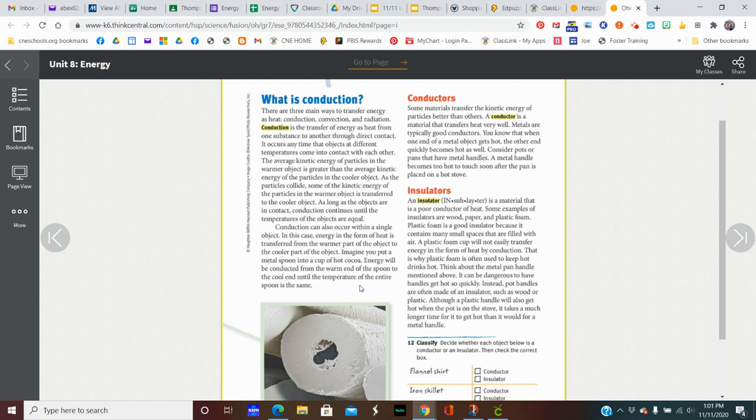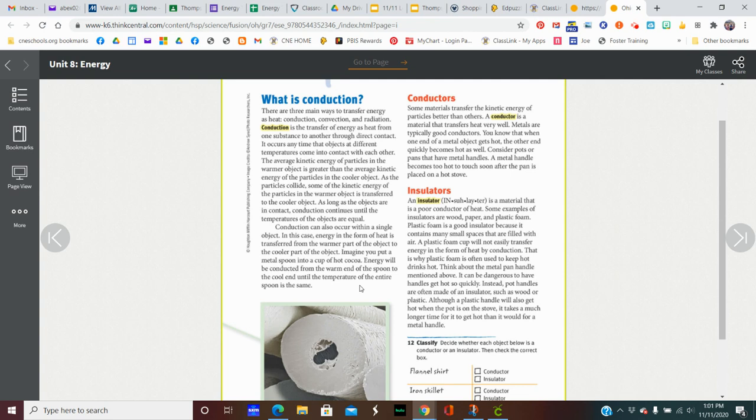Conductors. Some materials transfer the kinetic energy of particles better than others. A conductor is a material that transfers heat very well. Metals are typically good conductors. You know that when one end of a metal object gets hot, the other end quickly becomes hot as well. Consider pots and pans that have metal handles. A metal handle becomes too hot to touch soon after the pan is placed on a hot stove.